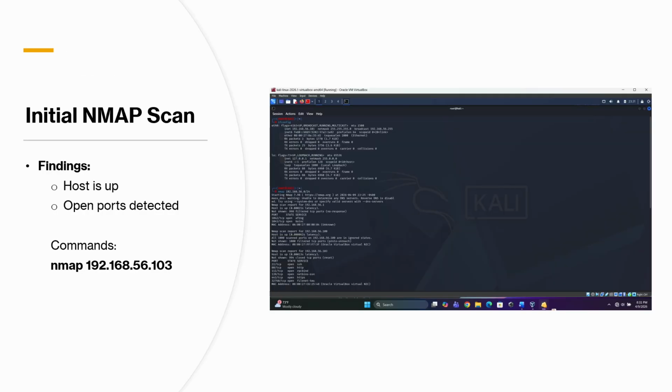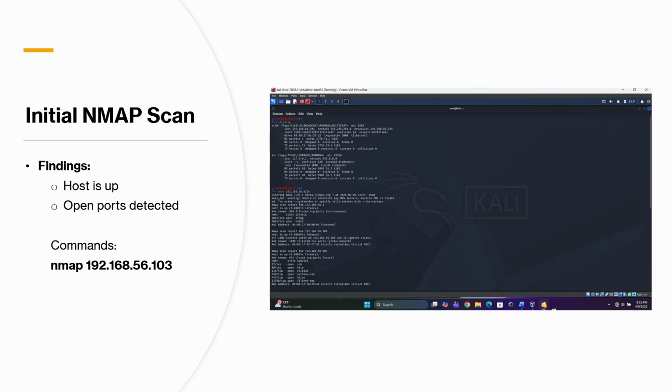An initial Nmap scan was performed against the target system to identify open ports and accessible services. By default, Nmap scans the top 1,000 most common ports, which provides a fast, efficient overview of the system's attack surface. The scan here revealed several open ports, including SSH on port 22, HTTP on port 80, RPC services on port 111, NetBIOS on port 139, and HTTPS on port 443. Each open port represents a potential entry point into the system.